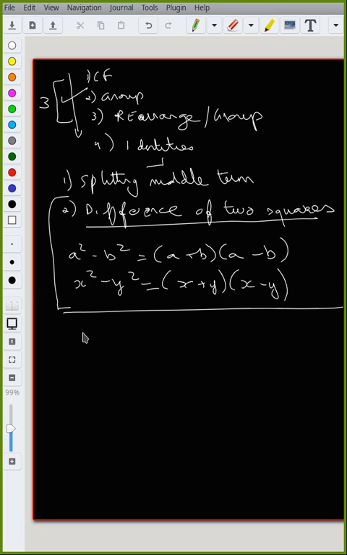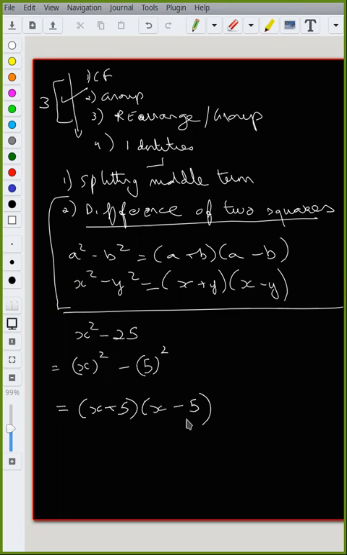For example, supposing I say factorize x squared minus 25, right? Now you know I can write this as x the whole thing squared minus 5 the whole thing squared. This is of the format of a squared minus b squared is a minus b into a plus b. So we can write this as x plus 5 into x minus 5. Right? Pretty simple. But remember, always take out the common factors, group and rearrange first.